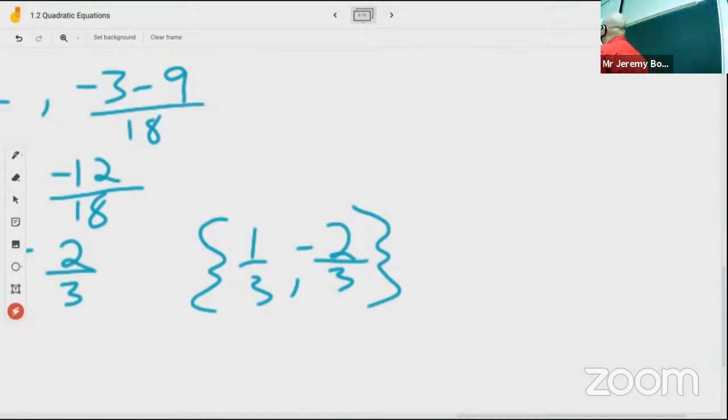So if you ever do get an answer like this, which can happen, it means you could have factored it. Just a little added trick there.